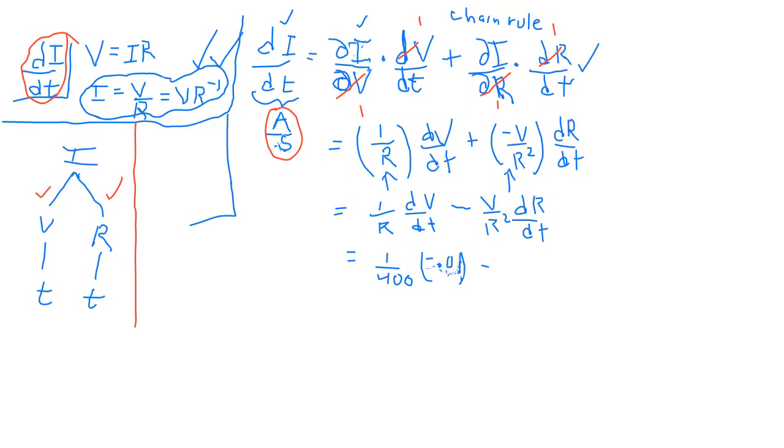So in the denominator, R squared would be 400 squared. And in the numerator, the V would just be 0.08 times 400, because V is equal to I times R. And then dr dt is just 0.03.